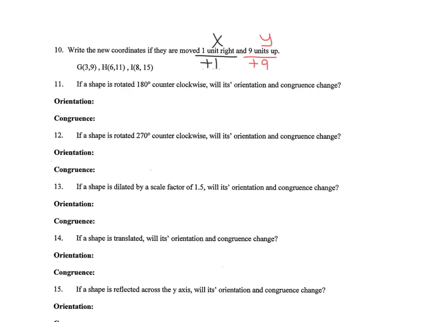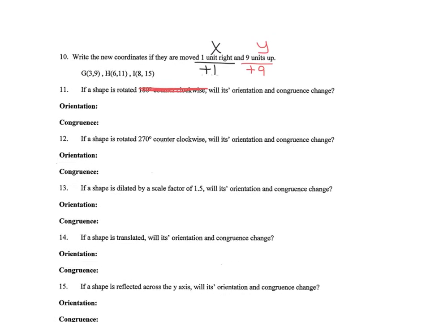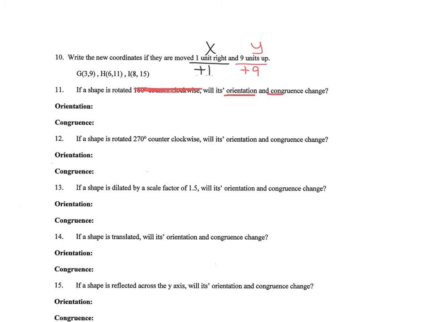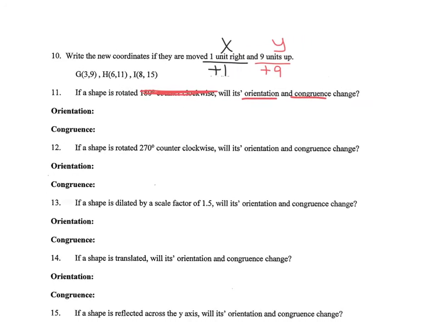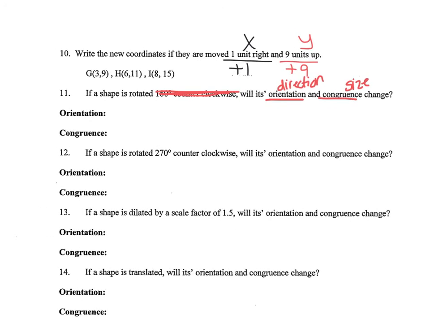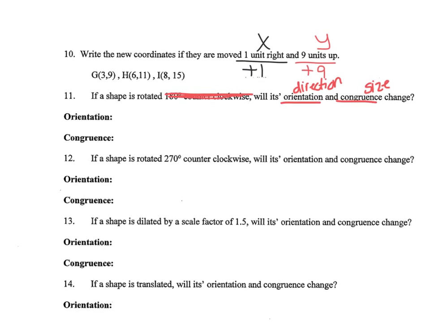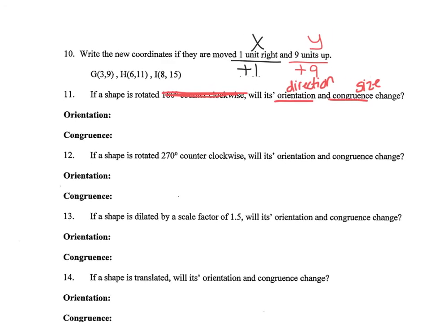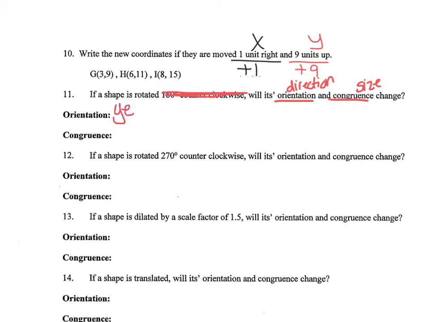11, if a shape is rotated, it doesn't matter how it's rotated. If it's rotated at all, will its orientation and congruence change? Orientation, remember, is the direction a shape is facing. Congruence refers to the size of it, if it changes or not. So if something is rotated or turned, then the orientation does change. It's going to be facing a different direction. Yes. If you just turn something, if you turn yourself around, your size doesn't change. You don't get bigger or smaller.